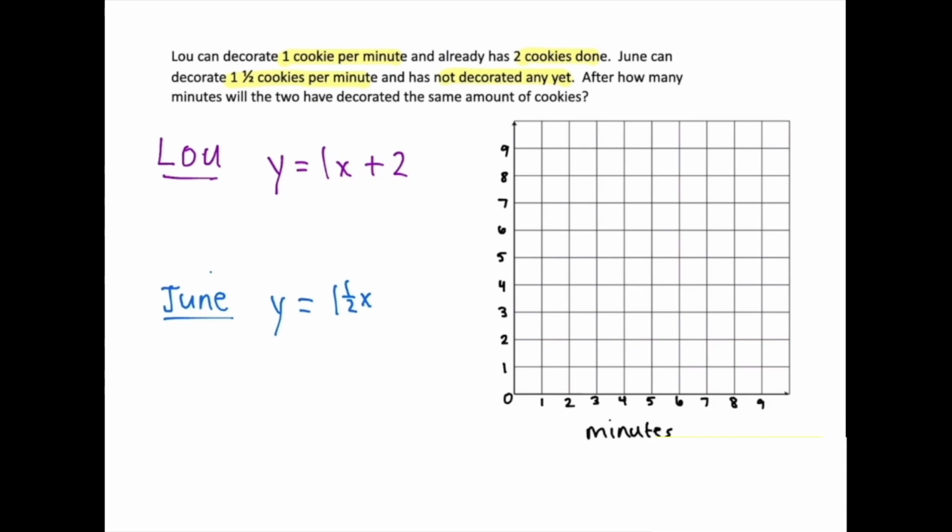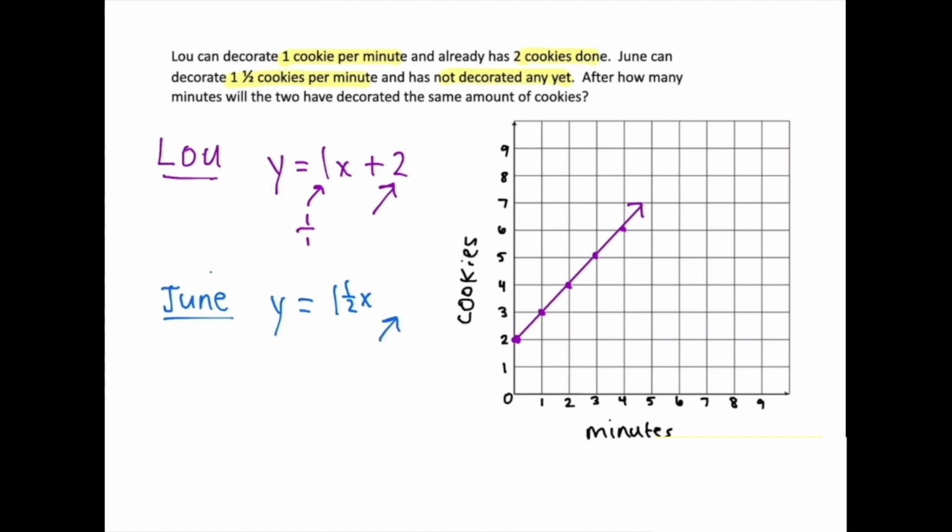We can make the x-axis minutes, and we can make the y-axis cookies. Let's start by graphing Lou's line. Lou's y-intercept is 2, and Lou's slope is 1, which can be written as 1 over 1. So we can go up 1, over 1, up 1, over 1. Connect the points, and we have Lou's line.